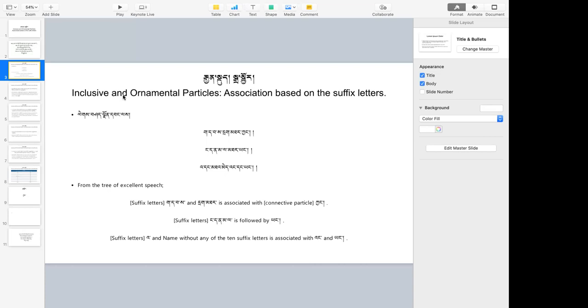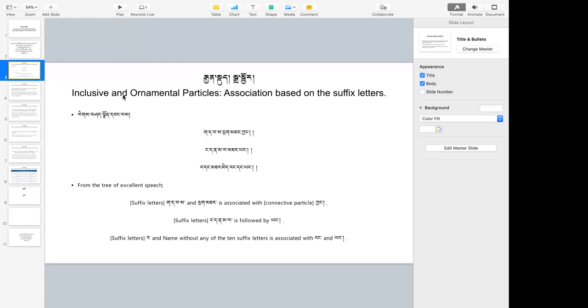Gindu Jajur: inclusive and ornamental particles, association based on the suffix letters, from the Tree of Excellent Speech. So first I'll just read it directly, and then I have a little commentary on these 3 lines afterwards. Suffix letters ka, ta, pa, sa, and taktar is associated with the connective particle kyang.